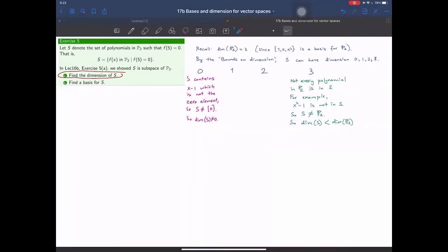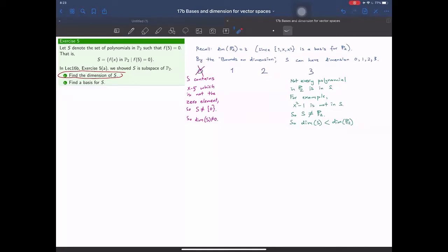the 0 element. The polynomial x minus 5 has a root at 5, so if you plug in 5 into this polynomial, you get 0. So this polynomial is in S, and it is not the 0 polynomial. So we know the dimension of our subspace is not 0.